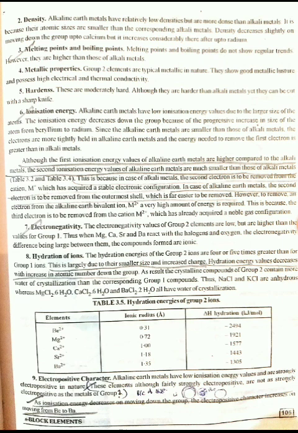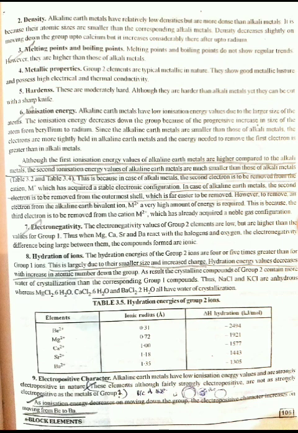However, to remove an electron from the alkaline earth bivalent ion M2+, a very high amount of energy is required. This is because the third electron is to be removed from the cation M2+, which has already acquired a noble gas configuration. Seventh, electronegativity. The electronegativity values of group 2 elements are low but are higher than the values for group 1. Thus, when magnesium, calcium, strontium, and barium react with the halogens and oxygen, the electronegativity difference being large between them, the compounds formed are ionic.